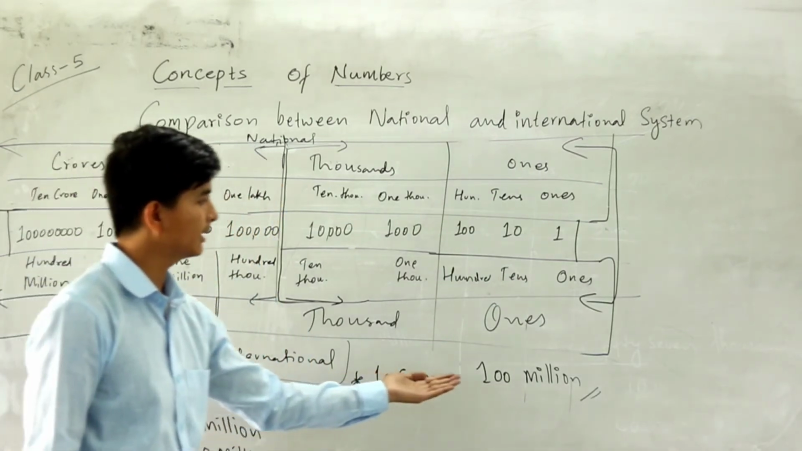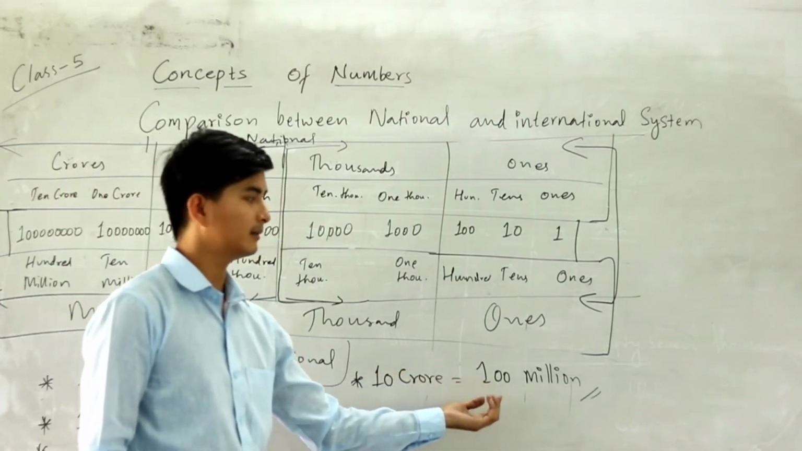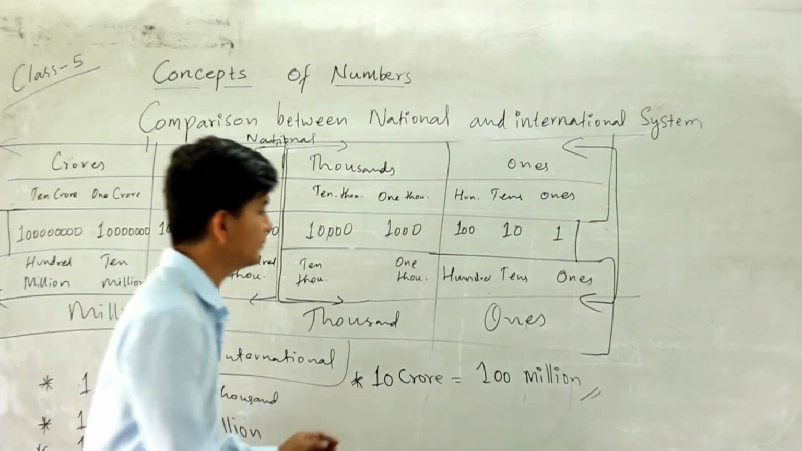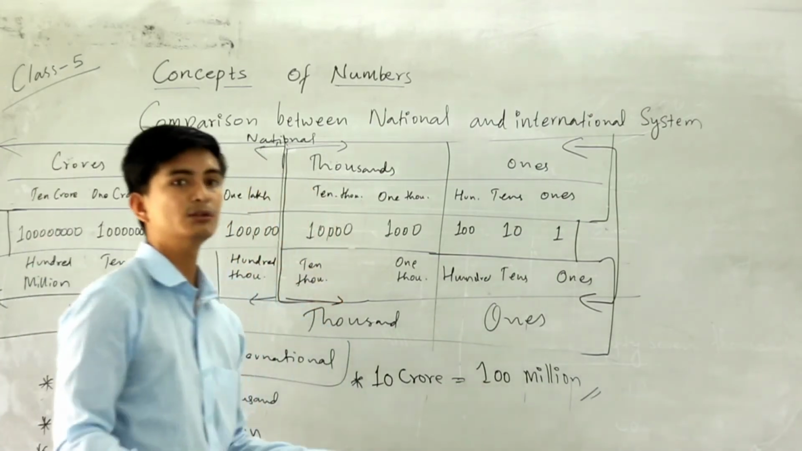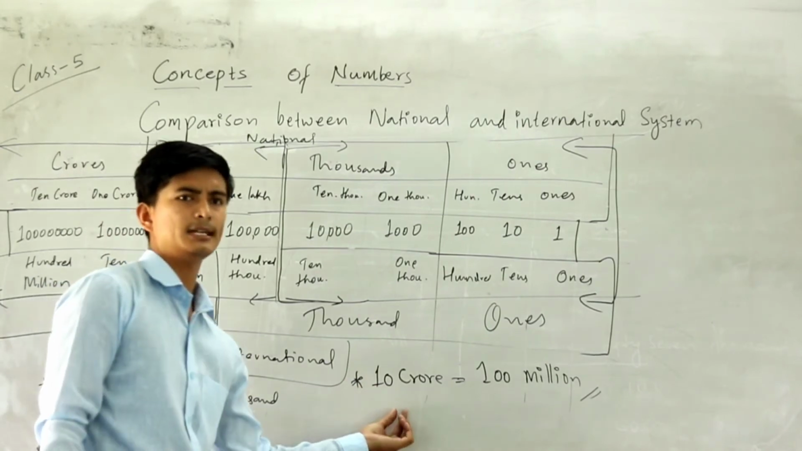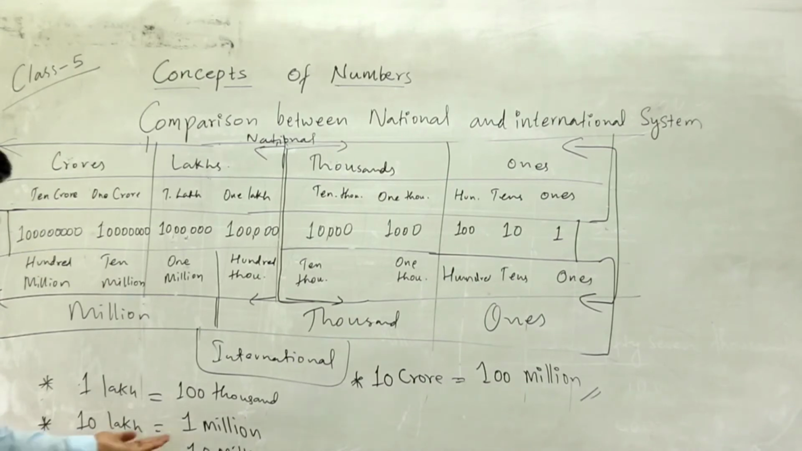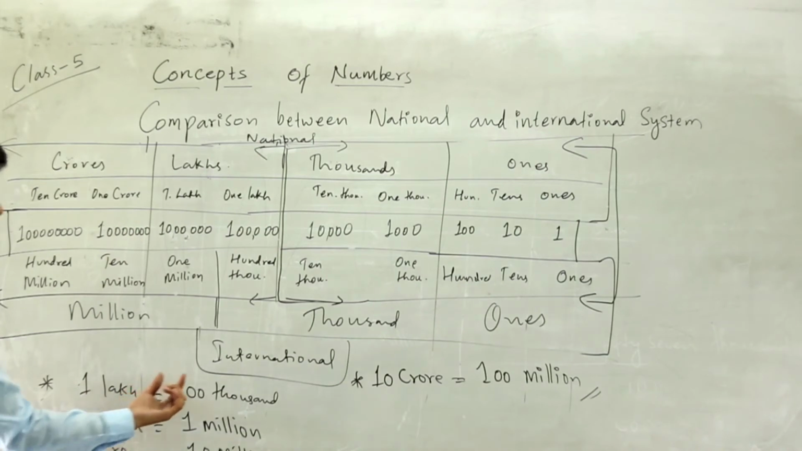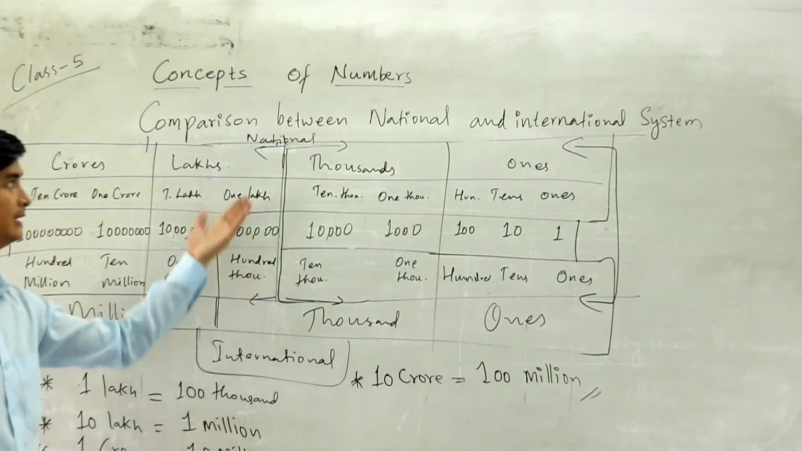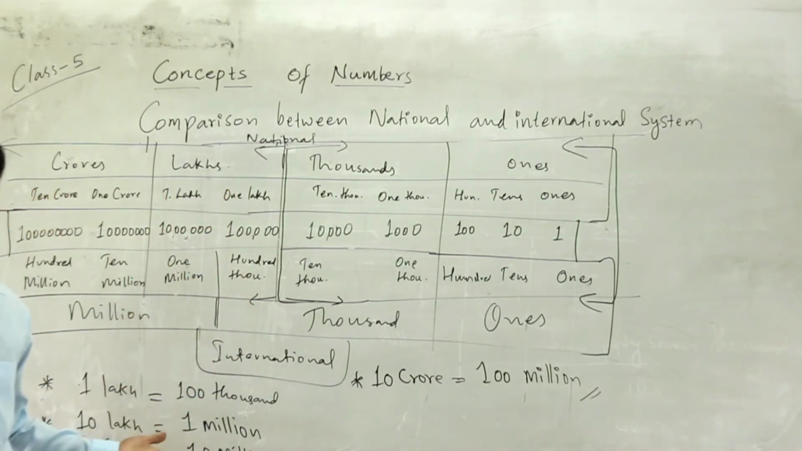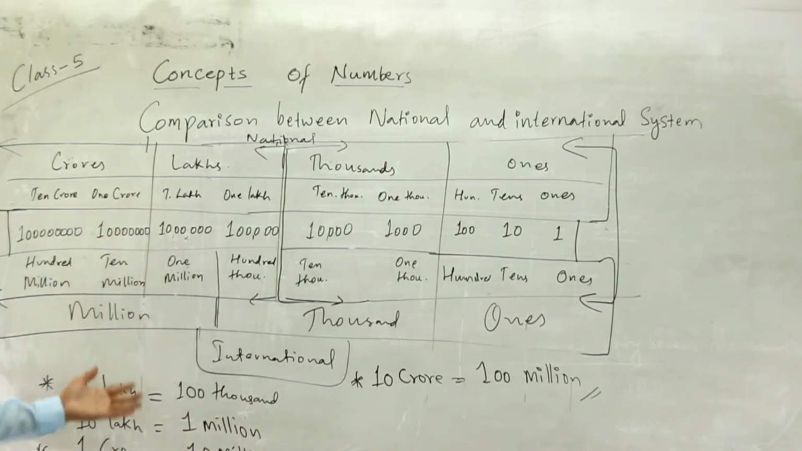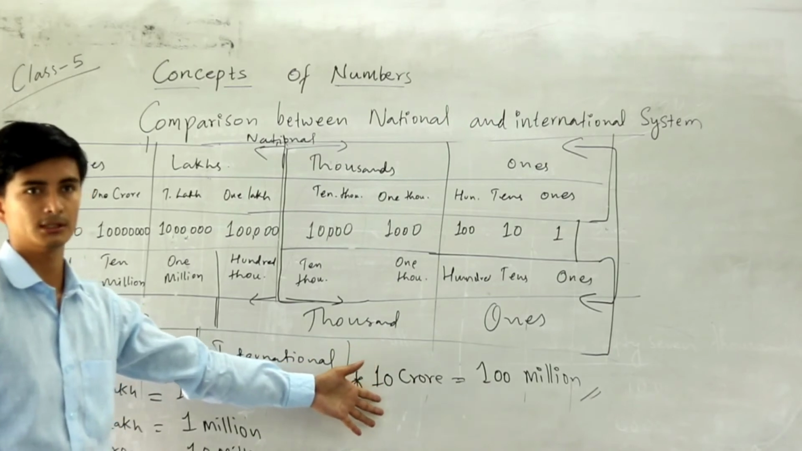Okay, so you can say 100 million in the national system is 10 crore, and 10 million in the national system is 1 crore. 1 million in the national system is 10 lakh, and 100,000 in the national system will be 1 lakh. Okay, so through this chart we have differentiated all these 4 points.